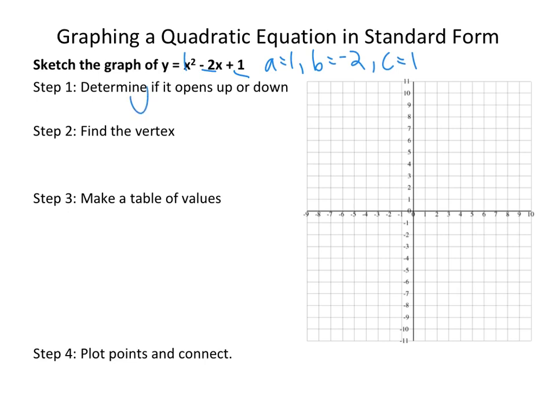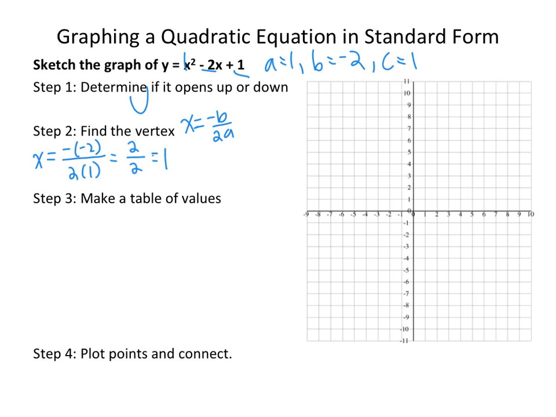Okay. The next step would be to find the vertex. In order to find the vertex, I'm going to use the formula that was given in the previous slide, where x equals negative b over 2a. So if b is negative 2, my x is going to be equal to negative negative 2 over 2a, which is 2 times 1, which is 2 over 2, which is positive 1. So my x value for my vertex is positive 1.